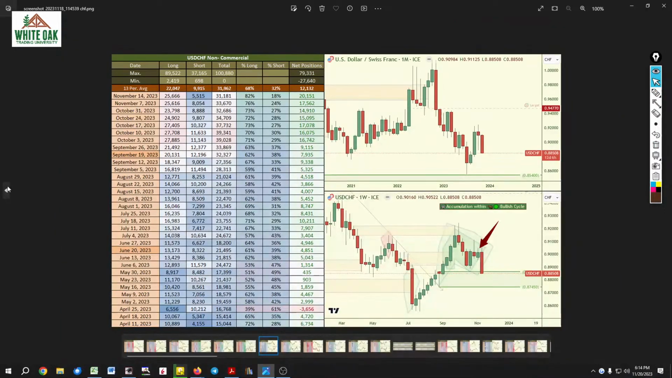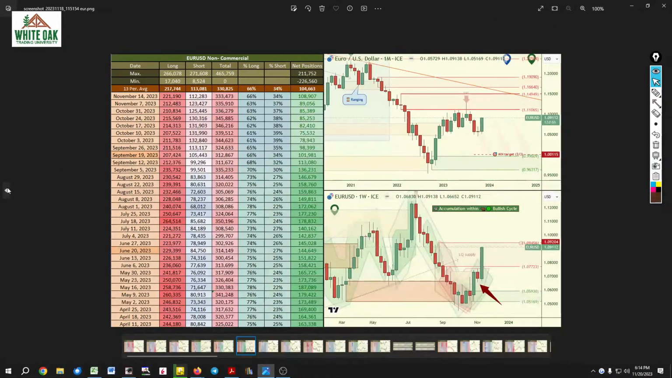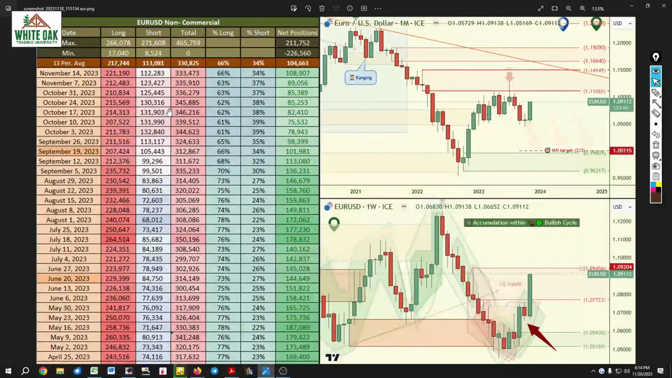So we move forward. US Swiss is a mess. Okay. Euro US dollar. Here's the one that I wanted to get to. I told you about the bullishness, right? And I told you the reason for the bullishness.